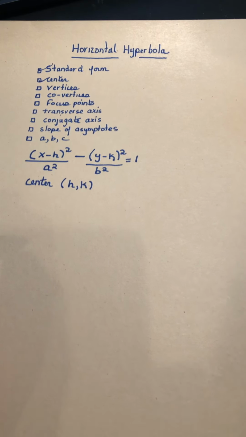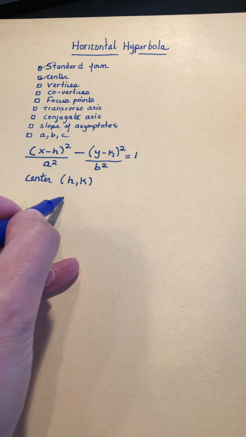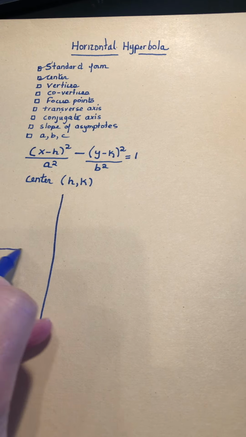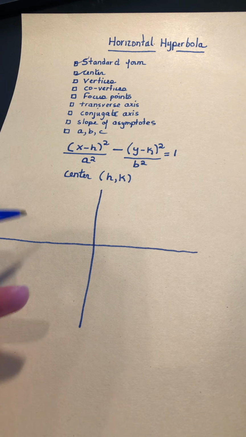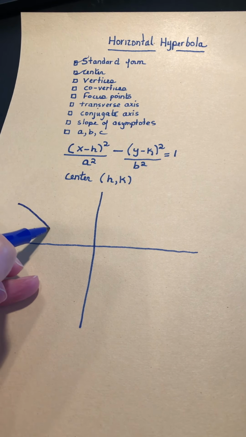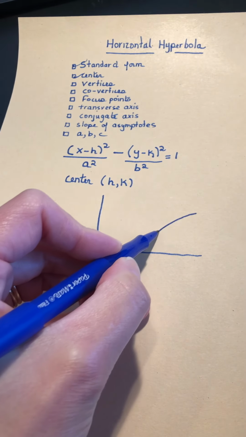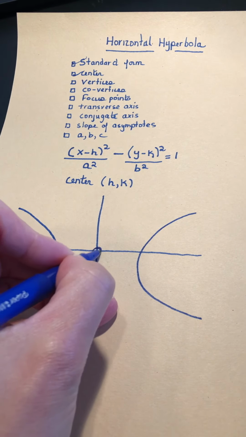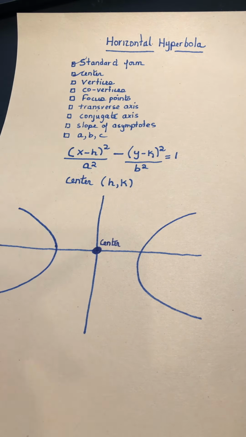And before we can talk about the vertices, I'm going to draw just sort of a quick sketch of what this is going to look like. That way you can kind of place everything. So this is not necessarily to scale, but you can kind of get the idea. All right, so let's say we have this horizontal hyperbola. That means we have a sideways facing parabola on the left. We have a sideways facing parabola on the right. Okay, and this point is going to be my center. Okay, we know that's (h, k).